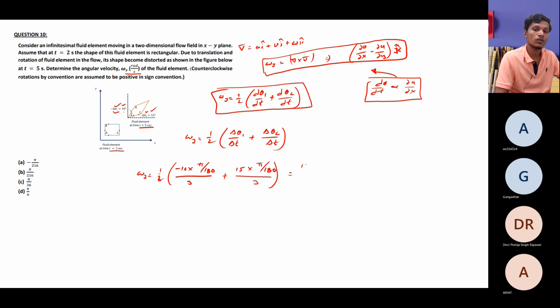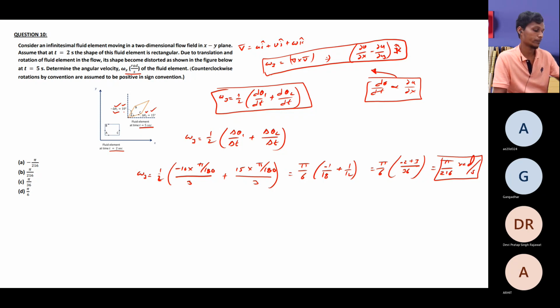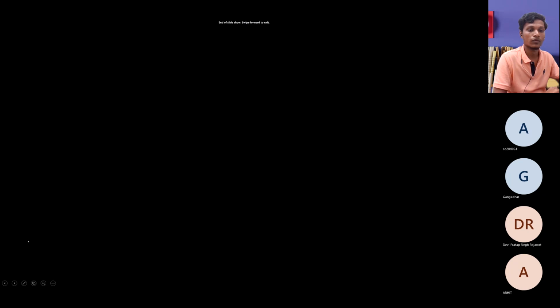If you simplify this, you will get pi by 6 times minus 1 by 18 plus 1 by 12, which equals pi by 6 times minus 2 plus 3 by 36, which equals pi by 216 radians per second. So this is your solution, and this is the angular velocity of this fluid element. Okay, now let's go to the last question. We have two more questions in this session, not in this chapter. We have one more chapter.